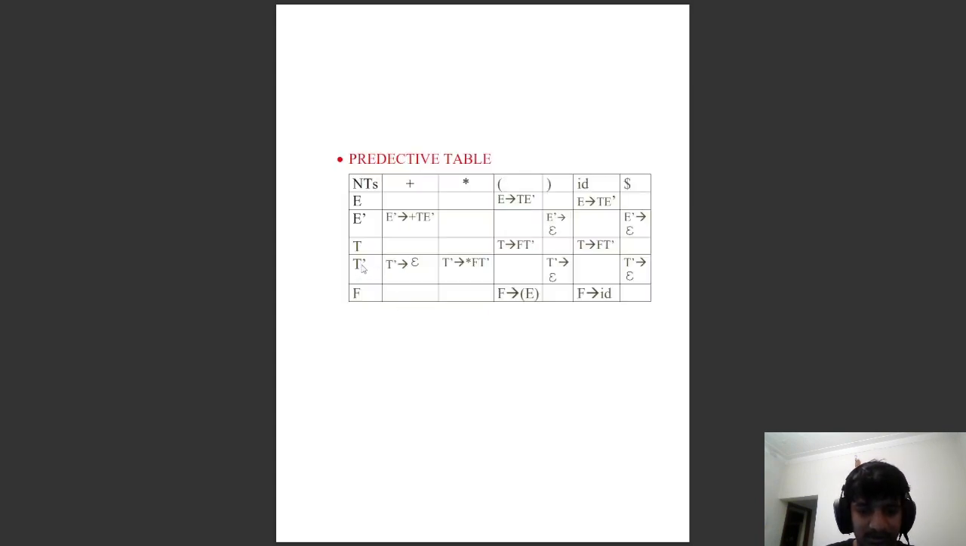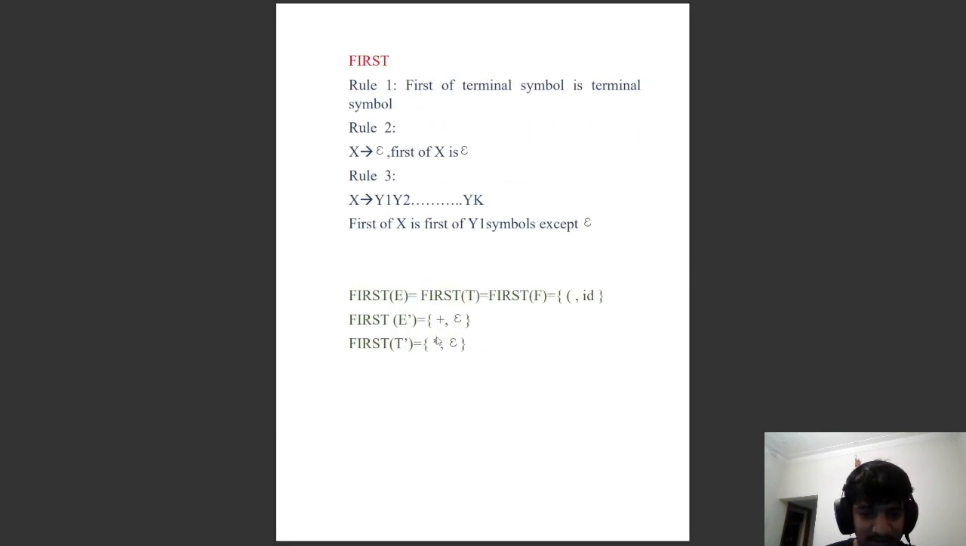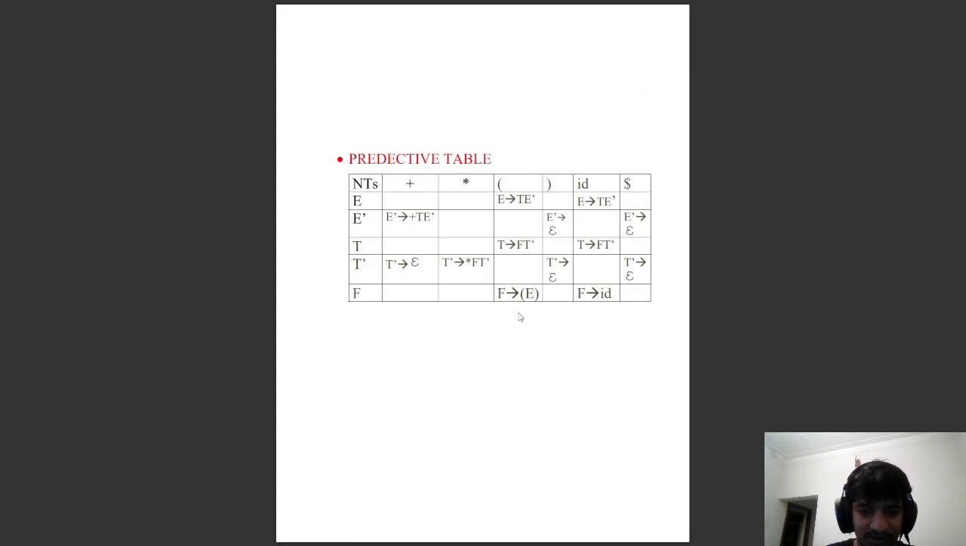Next we have F. This is the final element, final non-terminal. So we have first of F is opening bracket comma id. Since there's no epsilon here, you just need to fill in the column of opening bracket and id. So here it is, F tends to E in brackets and F tends to id.